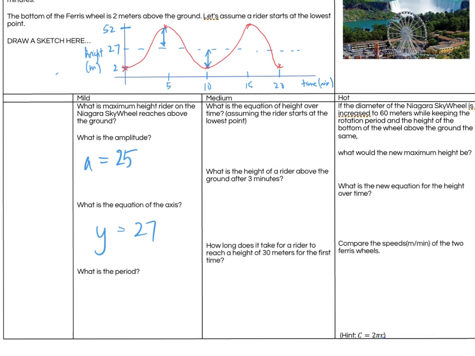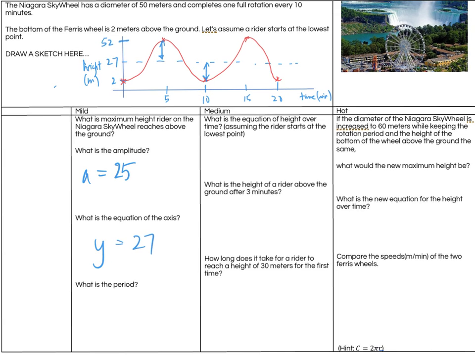What is the period? The period is the length for a complete cycle. So our period is 10 minutes. So A is 25. This y value gives me a C of 27. And this period gives me a K. We're going to do 360 divided by 10, a K value of 36.